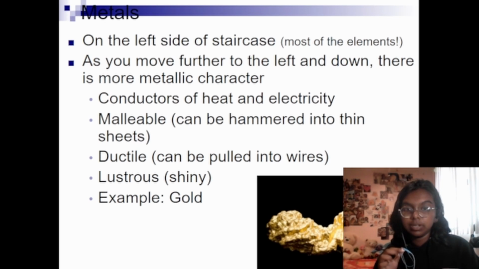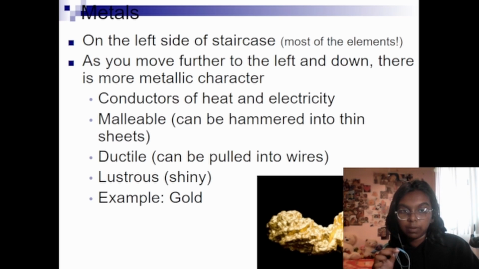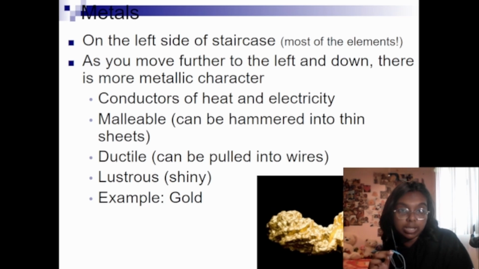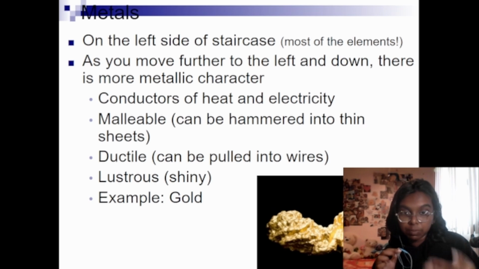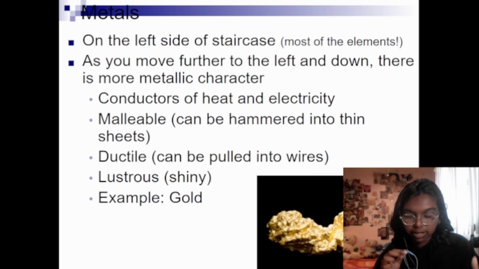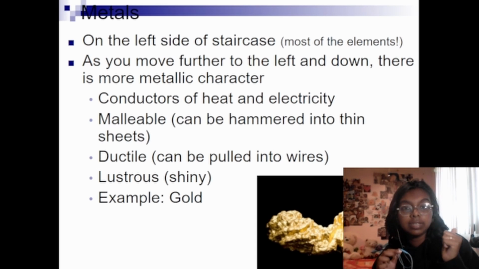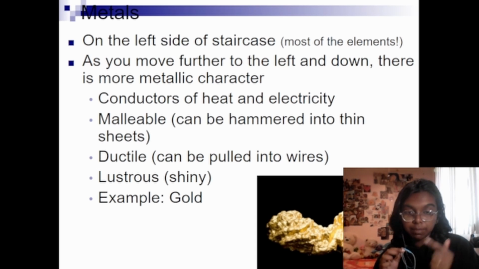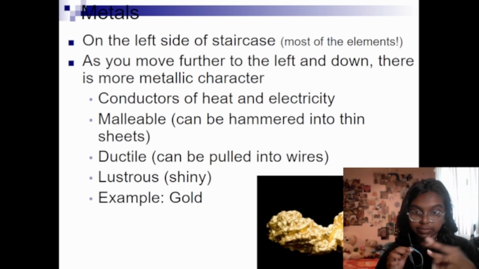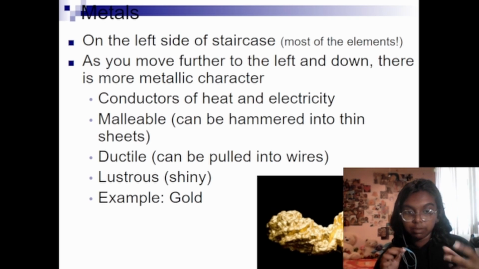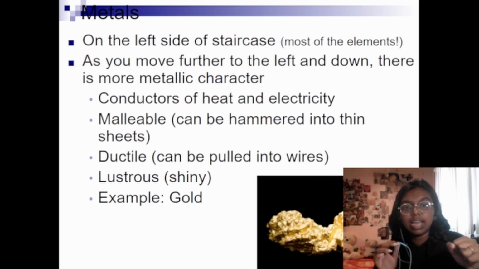One thing you want to be able to know is that when you move further to the left or further down on the periodic table, there is more metallic character. But what are the characteristics of a metal? They're good conductors of heat and electricity. They're malleable, which means you can shape them however you need. They're ductile, which means you can pull them into wires.